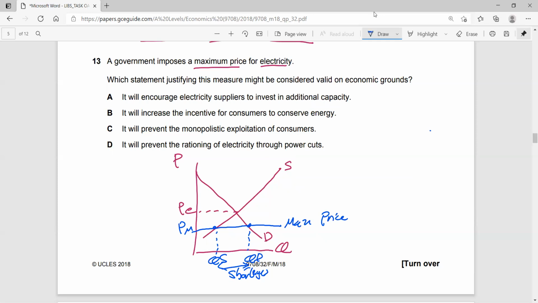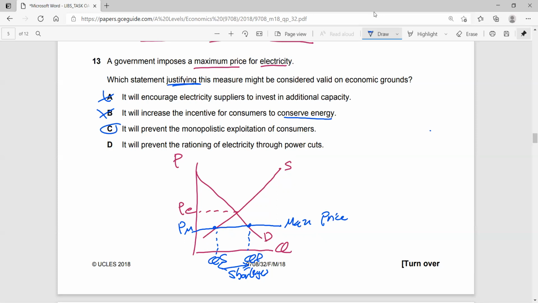So let's now look at the options. It will encourage electricity suppliers to invest in additional capacity. Probably not. If anything, they will reduce capacity as explained by this diagram. It will increase the incentive for consumers to conserve energy. I mean, why would they conserve energy? They want more electricity now because it's cheap. So they're like, yeah, give us more, I'll demand more electricity. I don't want to conserve it as much because it's cheaper, so I can afford to consume more. It will prevent the monopolistic exploitation of consumers. This is a statement that can justify this measure. Again, that's what we're looking at, which statement justifies this measure.